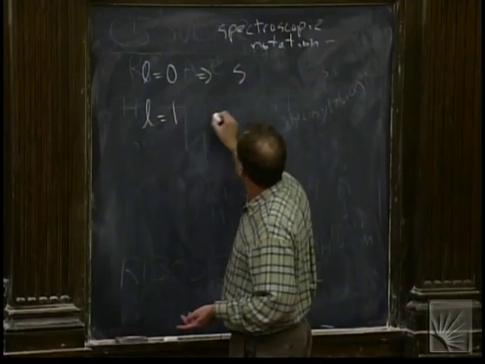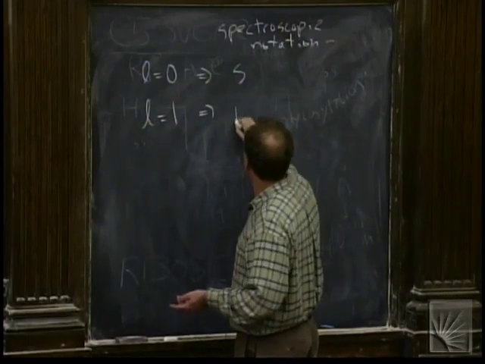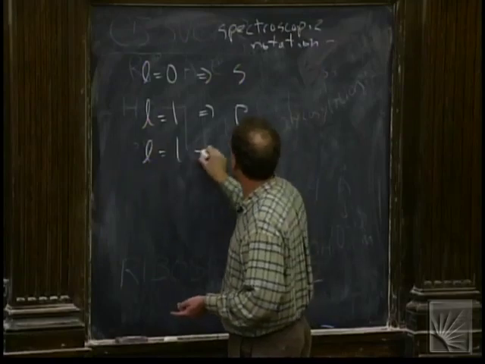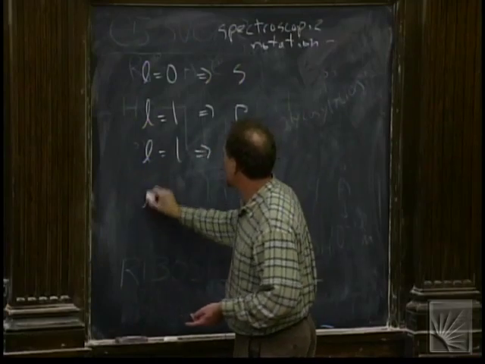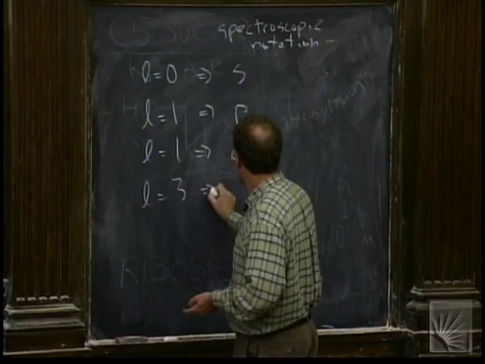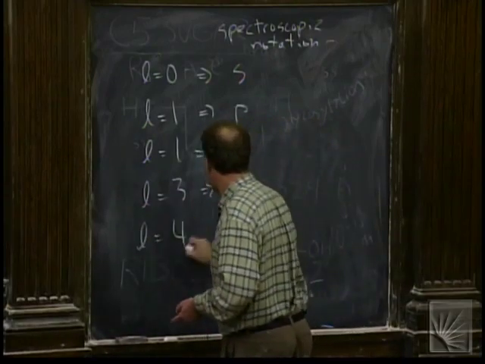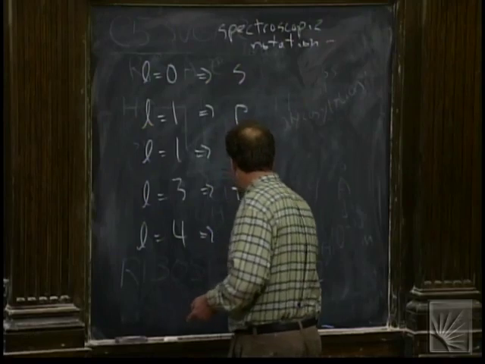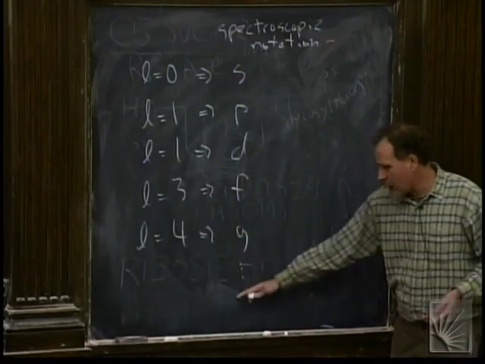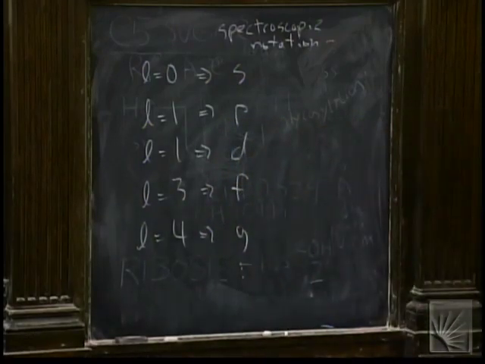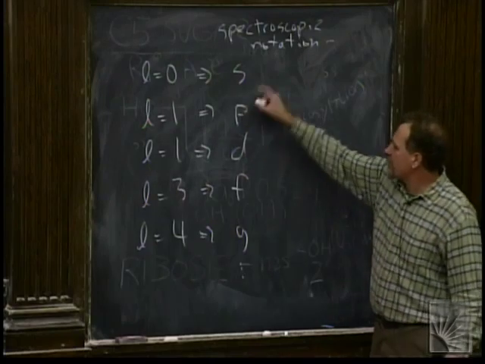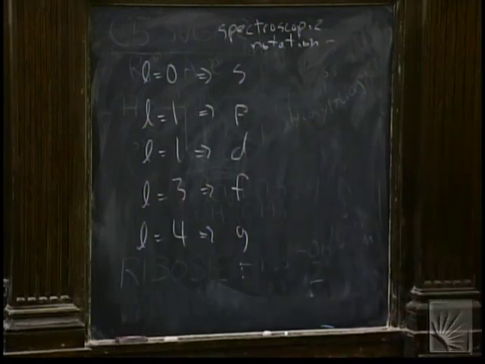Now that we fully understand things, l equals 1 is called p, l equals 2 is d, l equals 3 is f. Then after that, it just goes alphabetically: g, and so on. You run out pretty quickly in terms of atoms we actually have. s, p, d, f are commonly encountered orbitals for the moderate-sized elements. Okay?